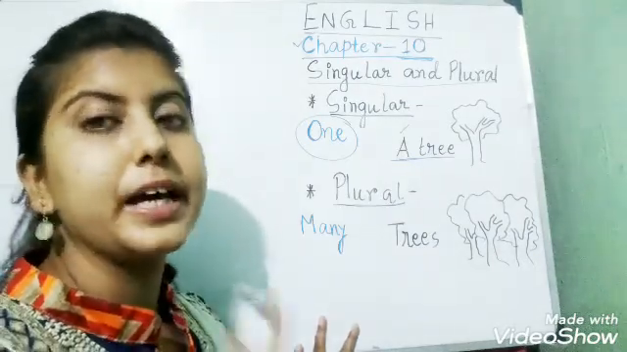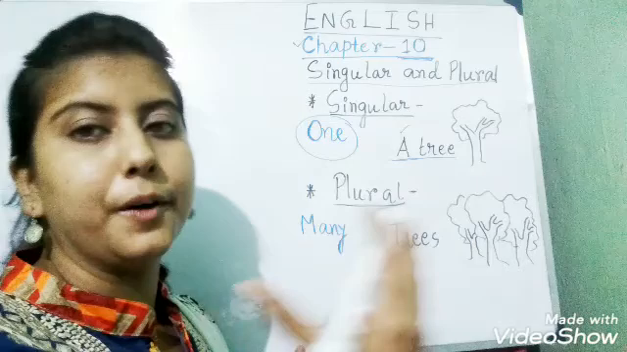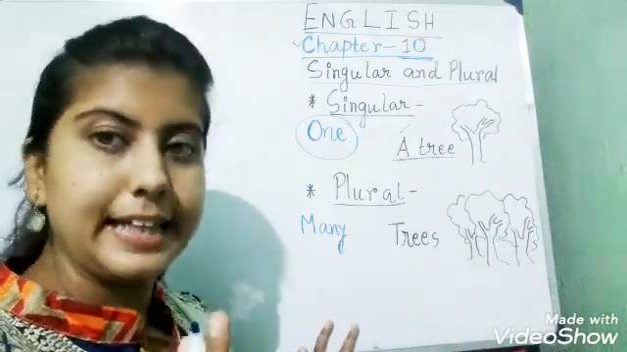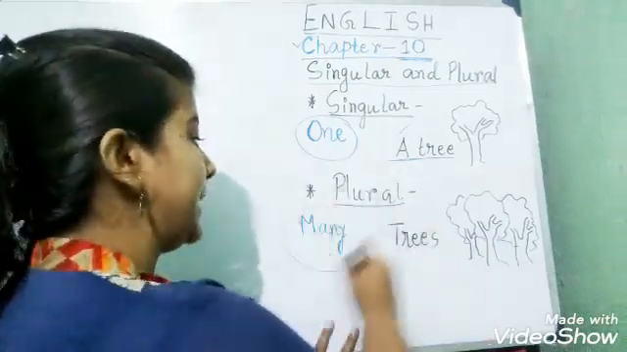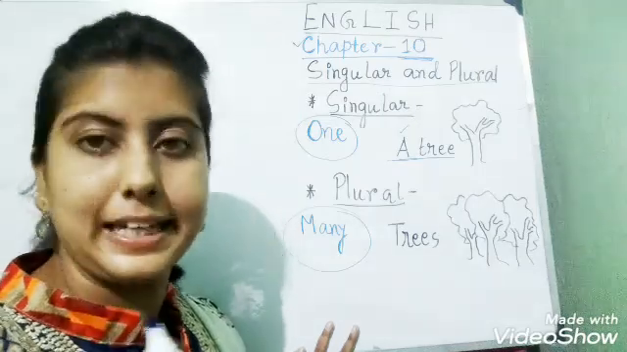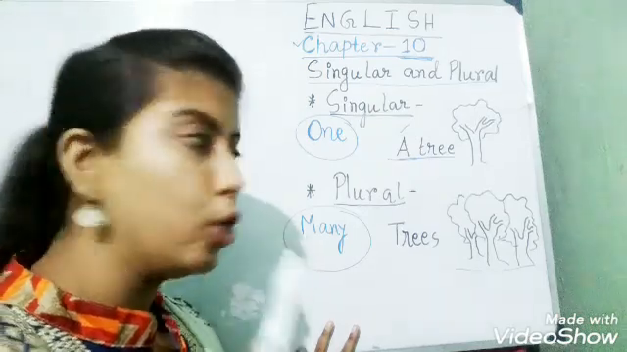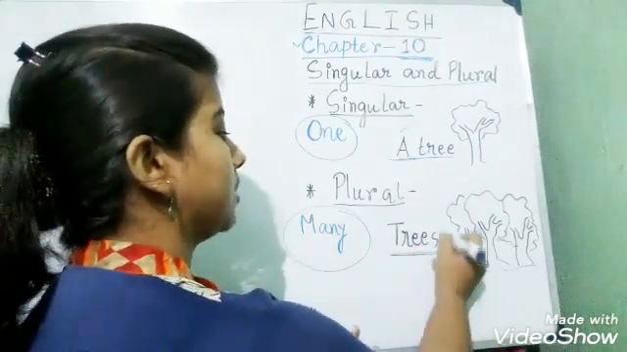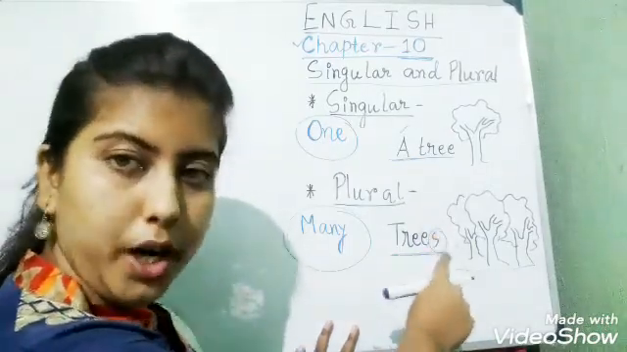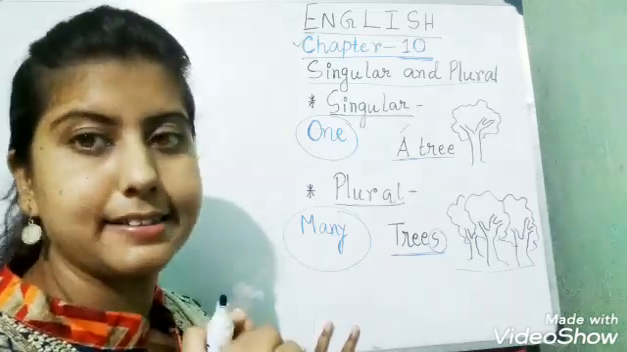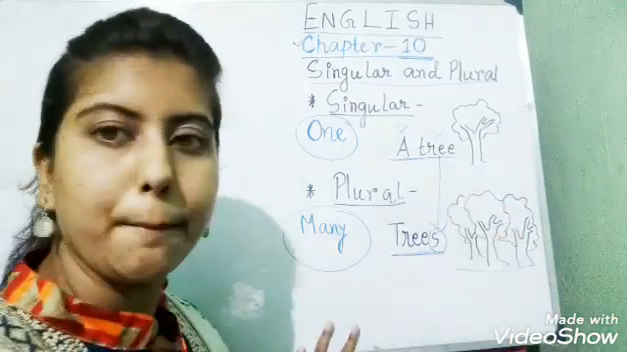This is written in the singular form and we will use a or an before a singular word. Now, what is plural? If a word denotes many places, many persons or many things, then that word will be plural. So, plural means many. On my board, here we have many trees. So, we will write trees. I have added an S at the end of the word. So, by adding S, I have transformed tree into a plural form.